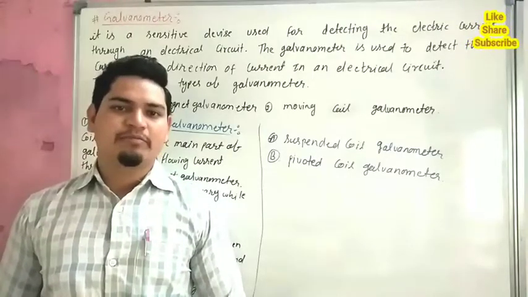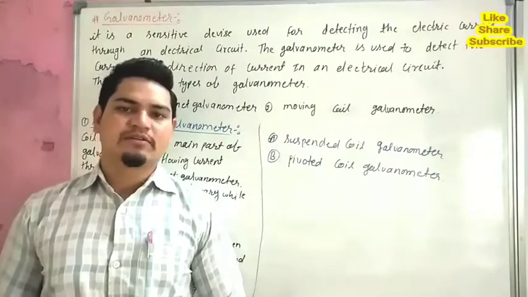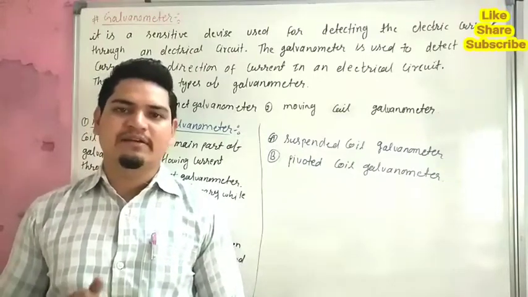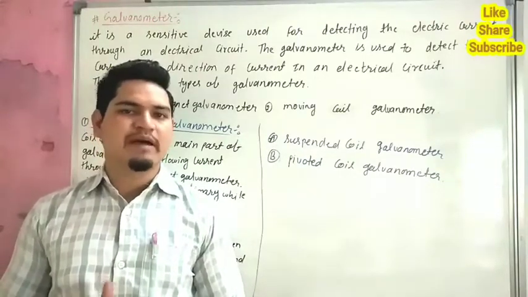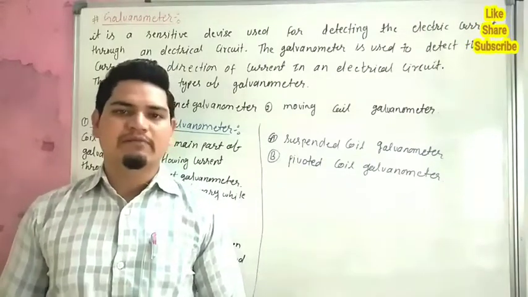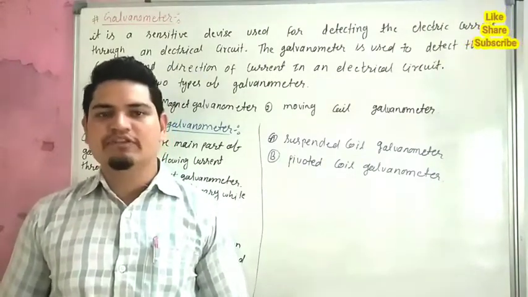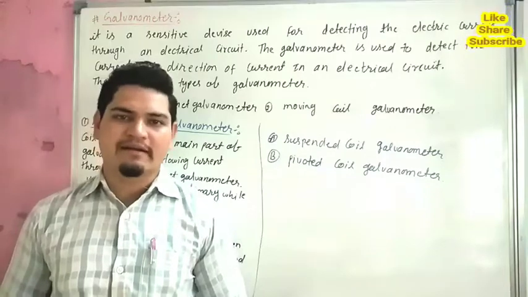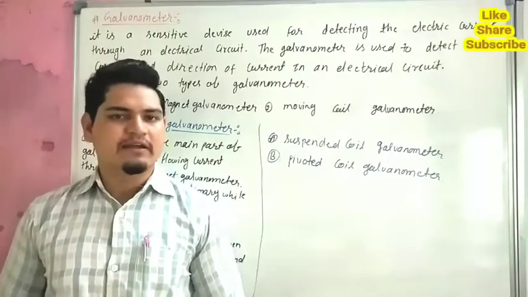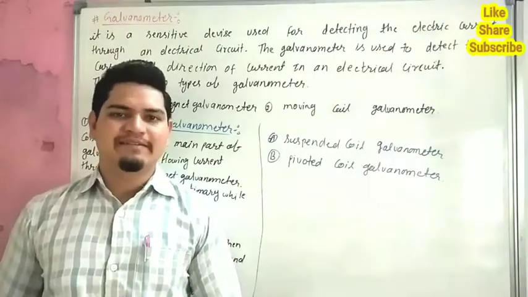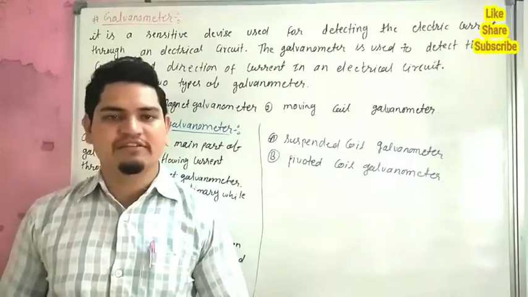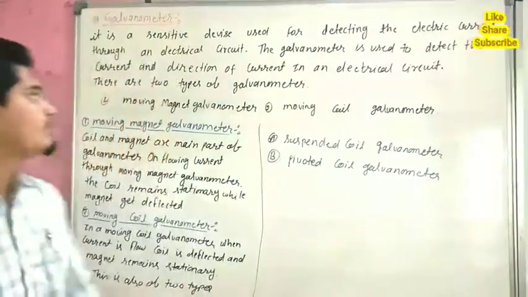Now our next topic is galvanometer. A galvanometer is a device which is used for measuring current, electric current in any circuit. It is also used for measuring the direction of current. So let's start. What is a galvanometer?